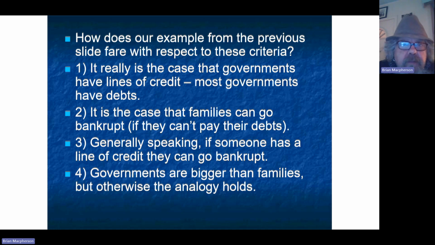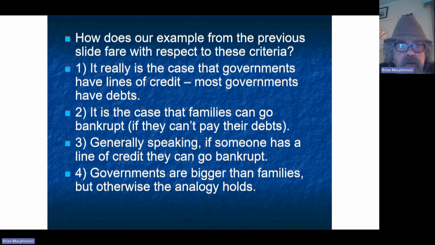Well, I've already gone over it with you, but I've got it here, so I might as well read it. It really is the case that governments have lines of credit. Of course they do, right? Most governments have debts, and most governments have what are called debt ceilings. And it is the case, unfortunately, that families sometimes go bankrupt, right? Sometimes the credit cards mount up and you just can't pay the debt, right? It does happen. Generally speaking, if someone has a line of credit, they can go bankrupt. If I have a $10,000 line of credit and I max it out, I could end up going bankrupt, right?